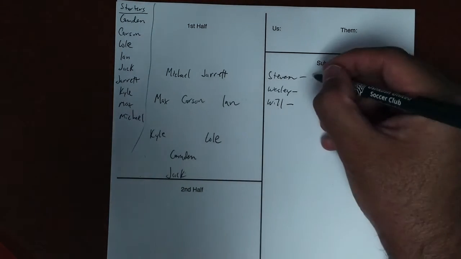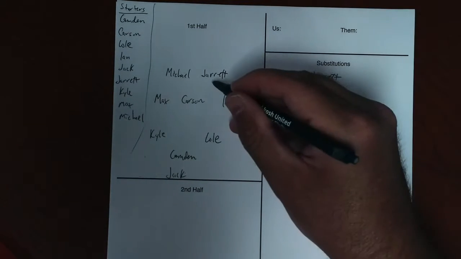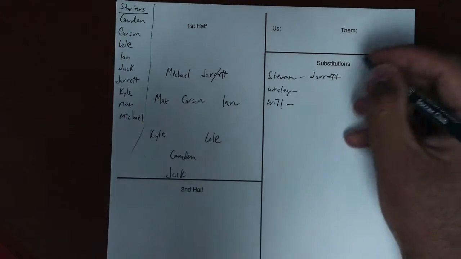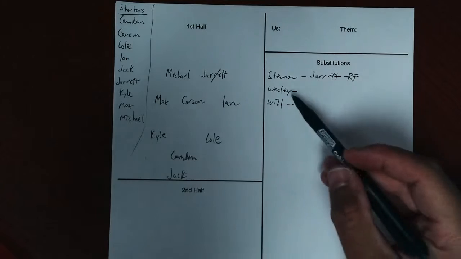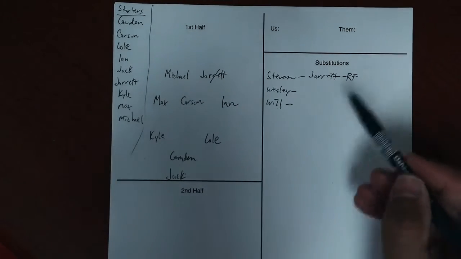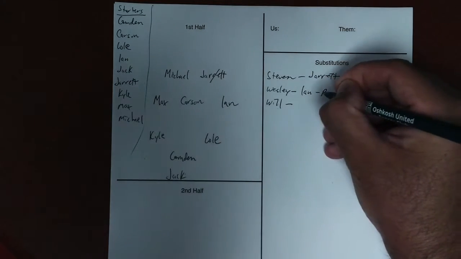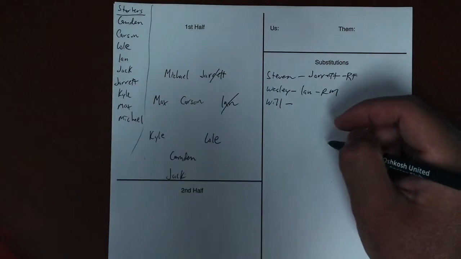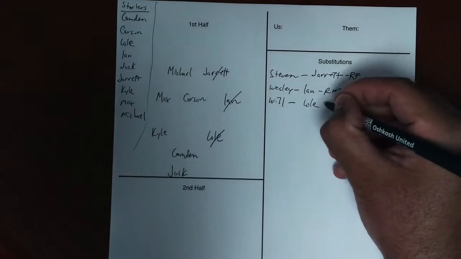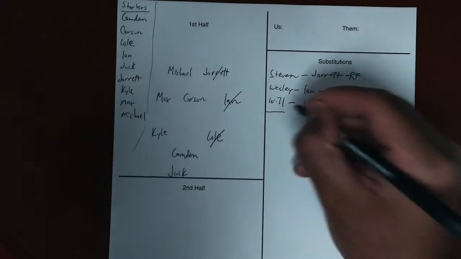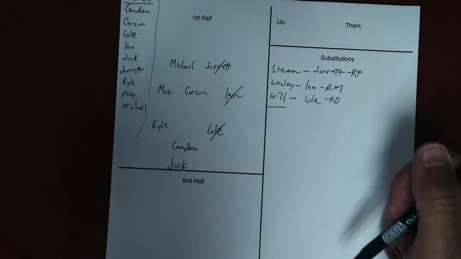then I'll sort out who needs to go in for who. So let's say Steven is going to go in for Jarrett. I'll cross Jarrett out, so that way I know where he's going. And sometimes I put the position that they're subbing in for, so that way I know Steven is in the game for Jarrett at right forward. Let's have Wesley go in for Ian at right mid. We'll cross off Ian, and then Will go in for Cole at right defense. And then I'll put a little line there so that way I know that was the end of the subbing.